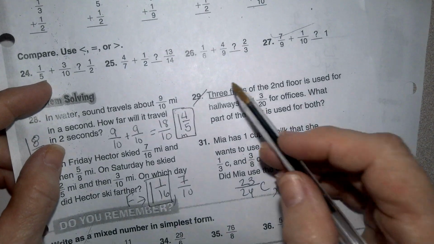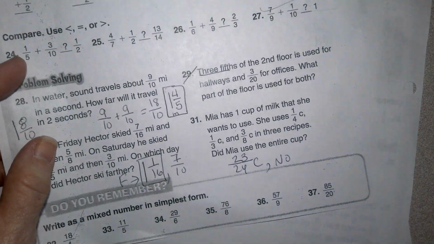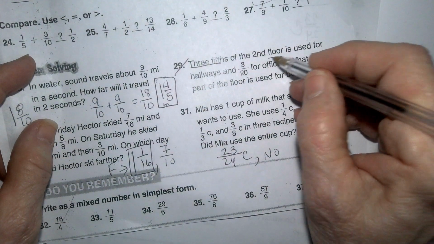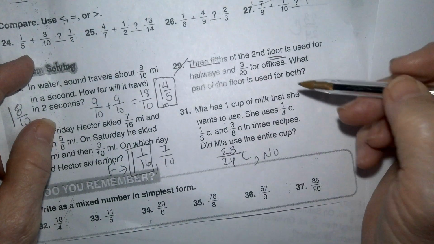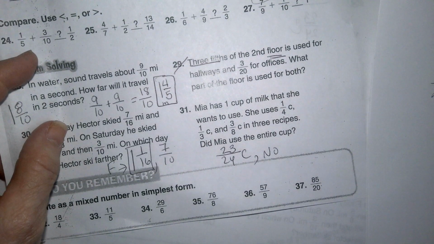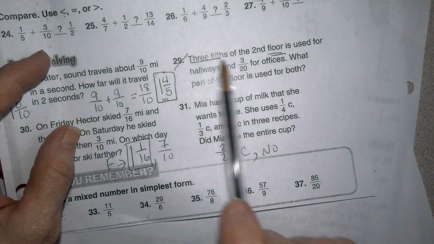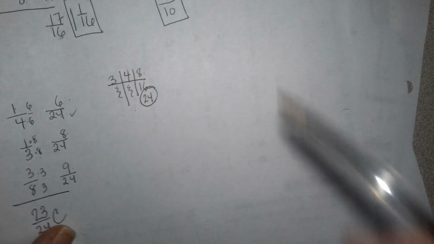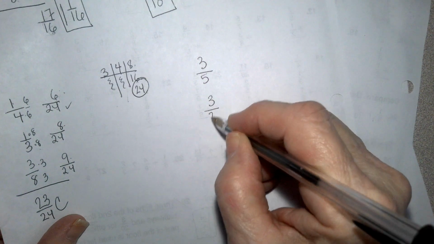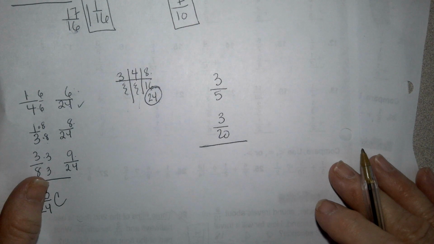How can I find out how much is used for both? Add them. 3/5 of the second floor is used for hallways, 3/20 is used for offices. What part of the floor is used for both? You're just going to add them. So 3/5 and 3/20. Who thinks they know what the common denominator is?